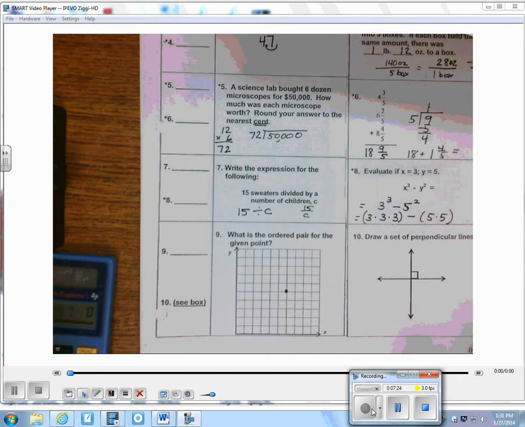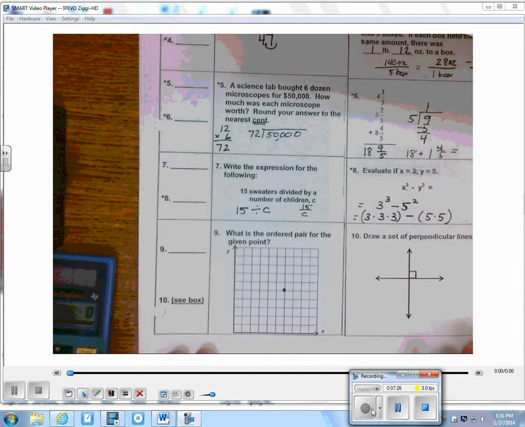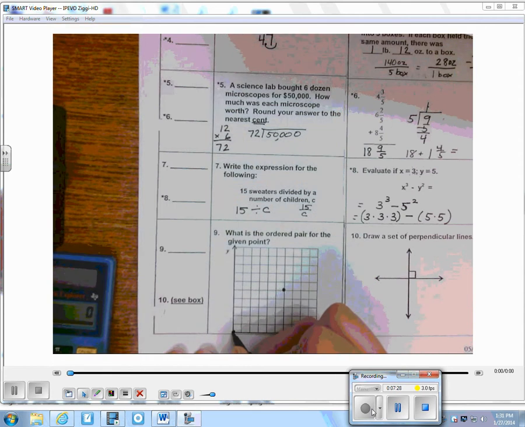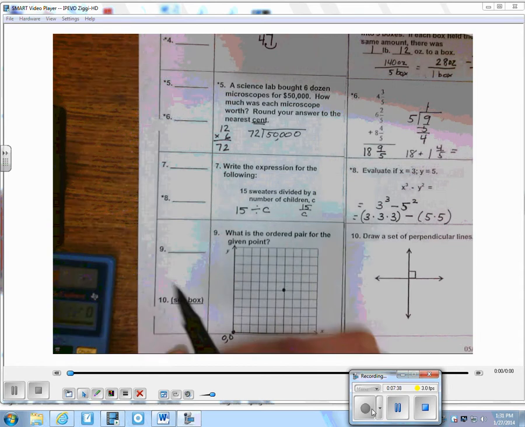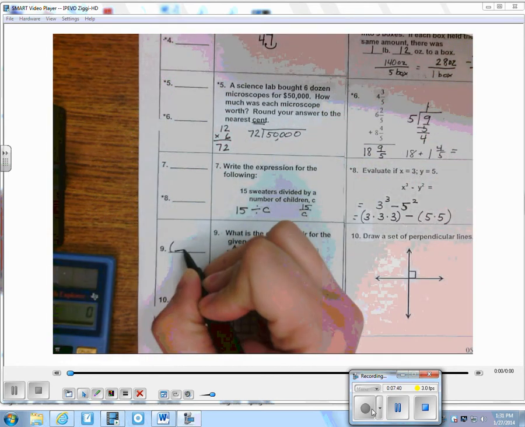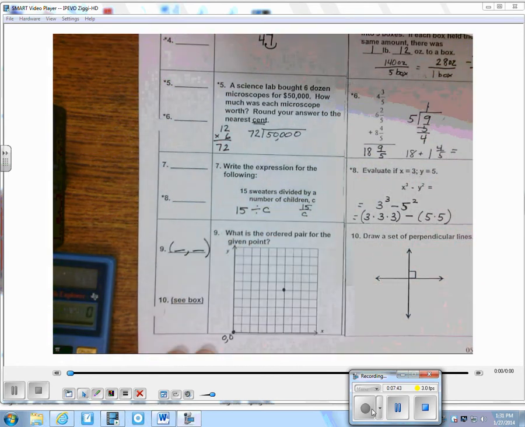Alright, number 9, what is the ordered pair for the given point? Remember, right here is 0, 0. When you find an ordered pair, you want to go over, count how many you're going over, and how many you're going up. And you're going to express the ordered pair as 2 numbers separated by a comma.